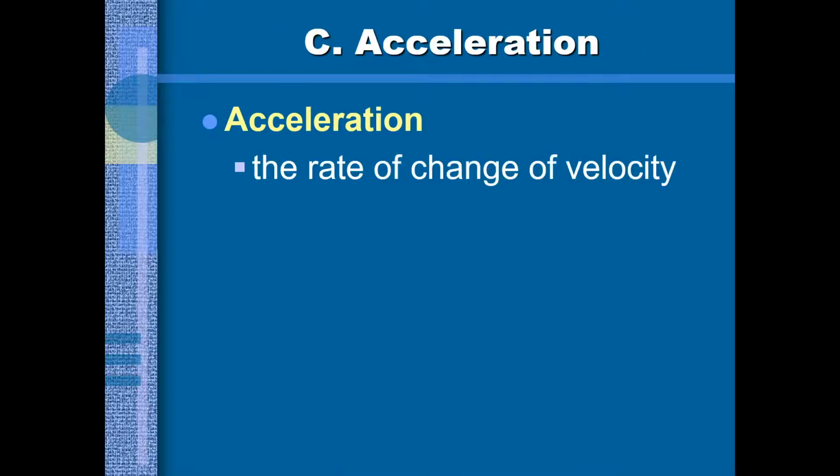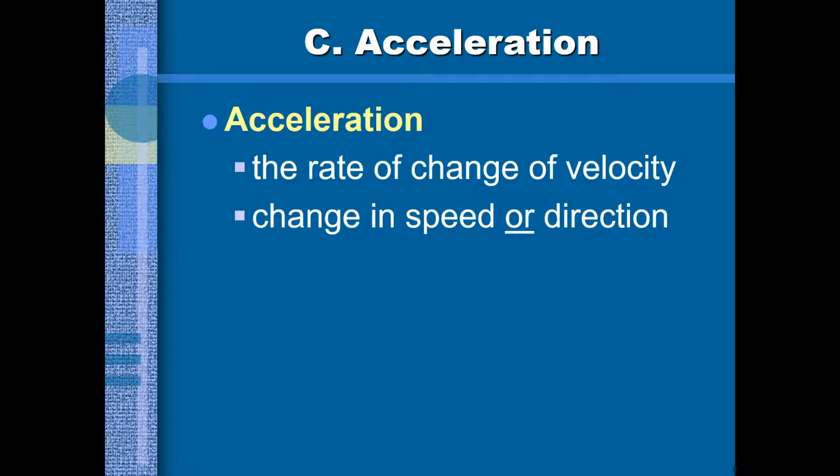Acceleration. Acceleration is the rate of change of velocity. So acceleration describes how much your speed or velocity is changing. It can either be a change in speed or a change in direction. So if you are going around in a circle, you are undergoing acceleration because your direction is changing. Or if you slam on your brakes, you are undergoing acceleration because your speed is changing.